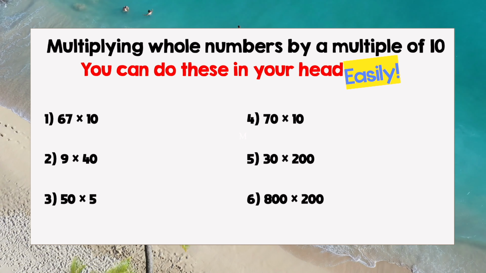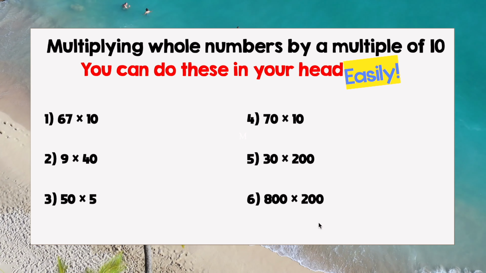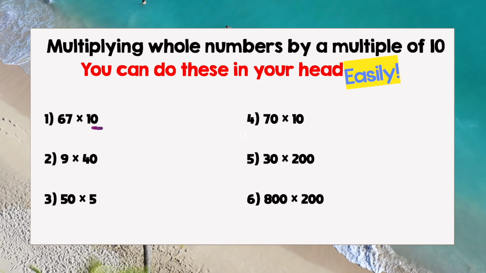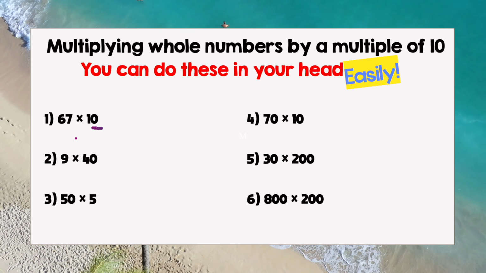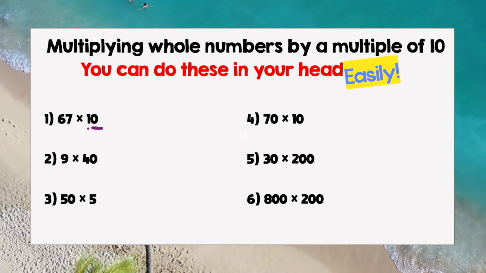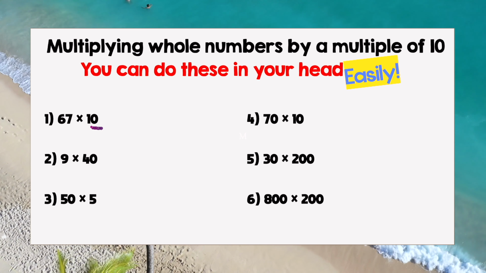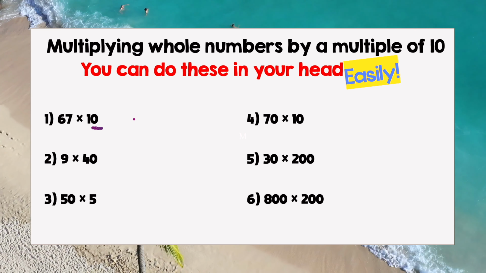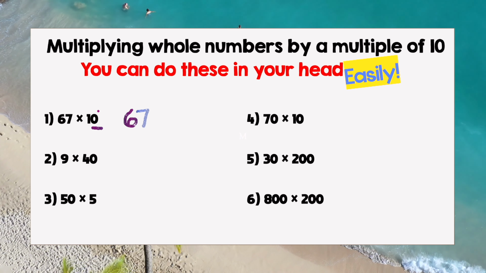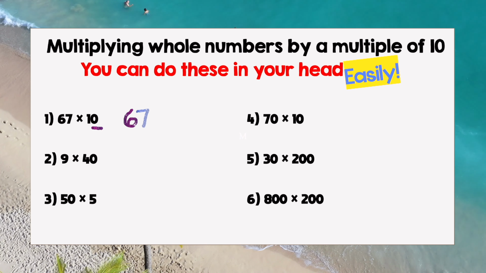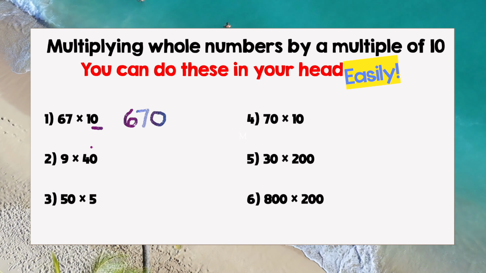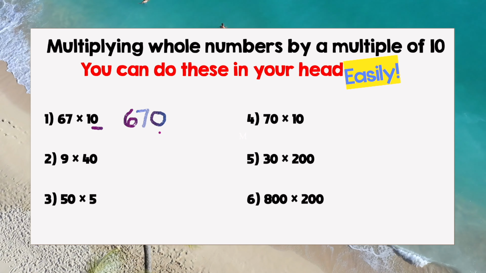Let's start with number 1. So here we have 67 times 10. So here you can see we have 1 zero. So what we do is you take the first digit, 67, and you multiply it by the first digit of the second number, which is 1. So here it's 67 times 1, which we know is 67. So then we look at how many zeros there are, and here you can see just 1. So we add that 1 to the end. So our answer is 670.